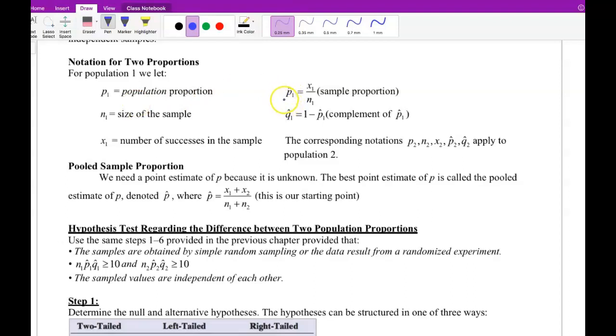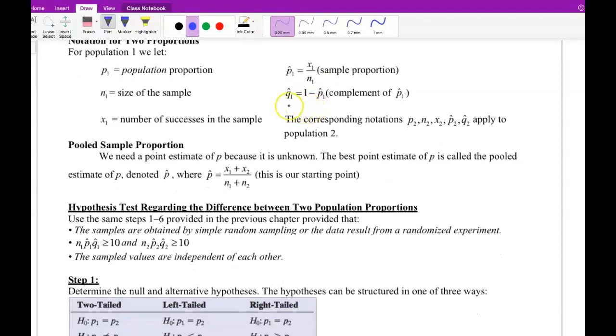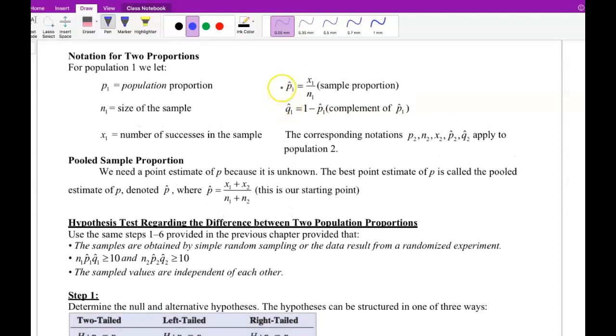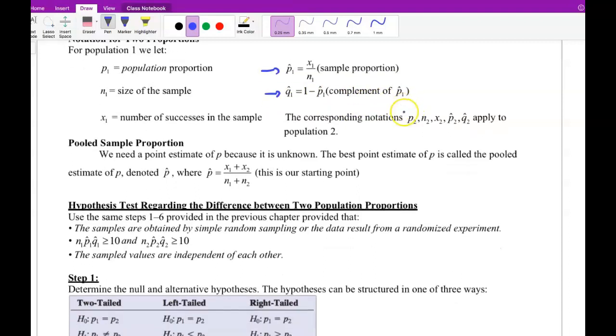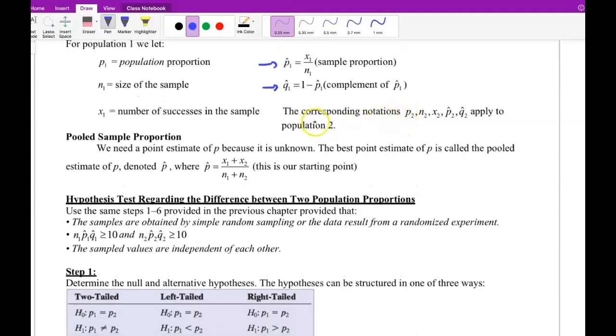Now, how can we find the sample proportion for that population? Again, we had this part before. The point estimate or sample proportion is equal to x1 divided by n1, and finding q hat is based on what p hat is. Q hat is 1 minus p hat. We call q hat the complement of p hat. And that is the same for the second population. For the second population, P2 is the population proportion. Here we have N2, X2, P hat, and Q hat.